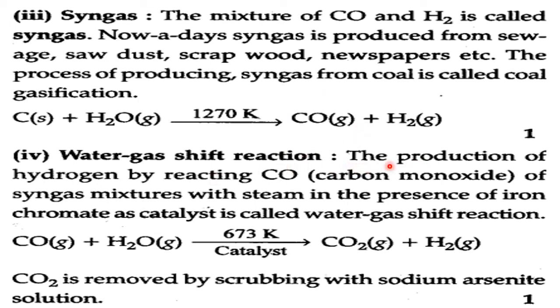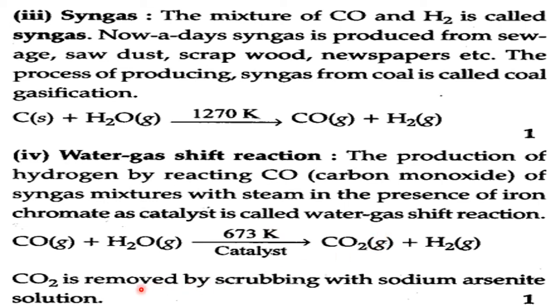But the production of hydrogen by reacting carbon monoxide of syngas mixtures with steam in the presence of iron chromate as catalyst is called water gas shift reaction. That means from this mixture collect the CO and to that you pass steam under the suitable condition. Again you can increase the percentage of production of what? Hydrogen. That is called what? Water gas shift reaction. That means we are shifting the production of hydrogen more by passing the carbon monoxide of syngas over the steam. That is called what? Water gas shift reaction. This is the water gas shift reaction.